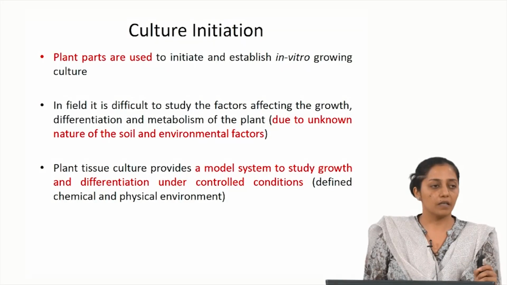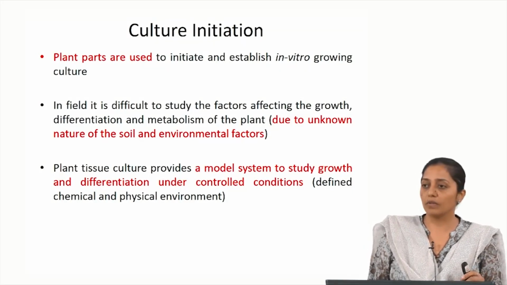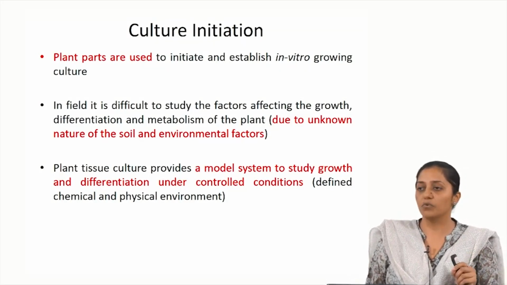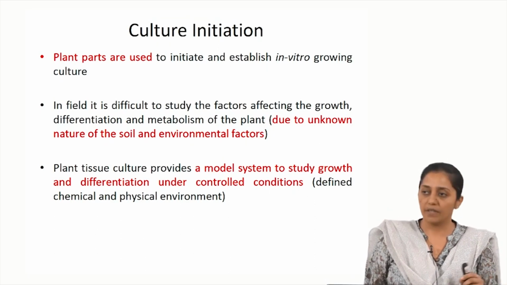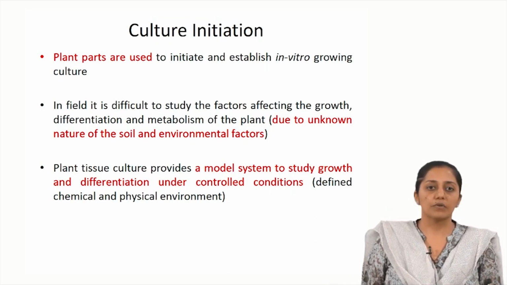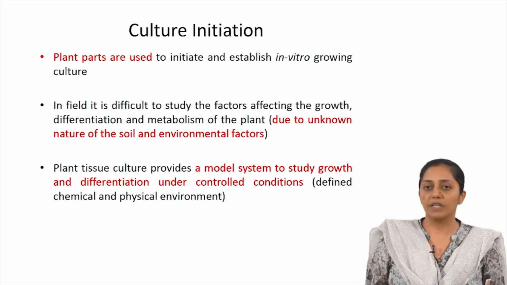So today we'll study different forms of cultures which are used and their applications in plant biotechnology, and what the nutritional requirements of plant cells are before starting with the different forms of in vitro cultures. Starting with culture initiation, we all now know that any part of the plant can be used as an explant to initiate different forms of cultures. These plant parts are used to initiate and establish in vitro grown cultures.